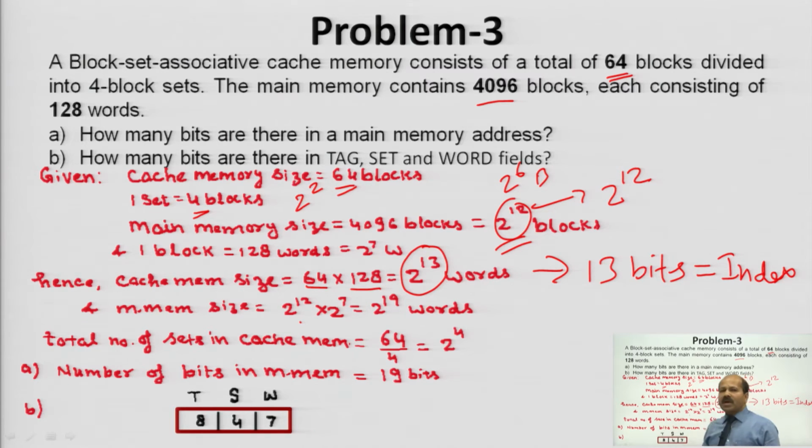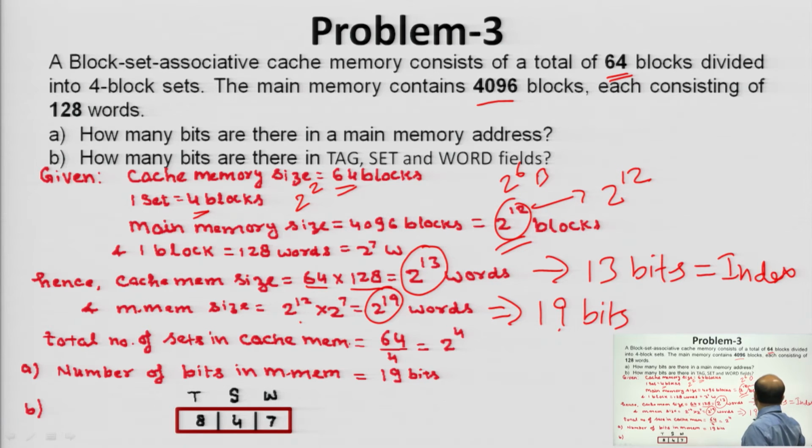So, this can also be calculated or observed in terms of words, that is 2 to the power 19. So, main memory will take a total of 19 bits address. 19 bits address for main memory is required. Now, we have to map this 19 bit address with the 13 bit cache memory address.